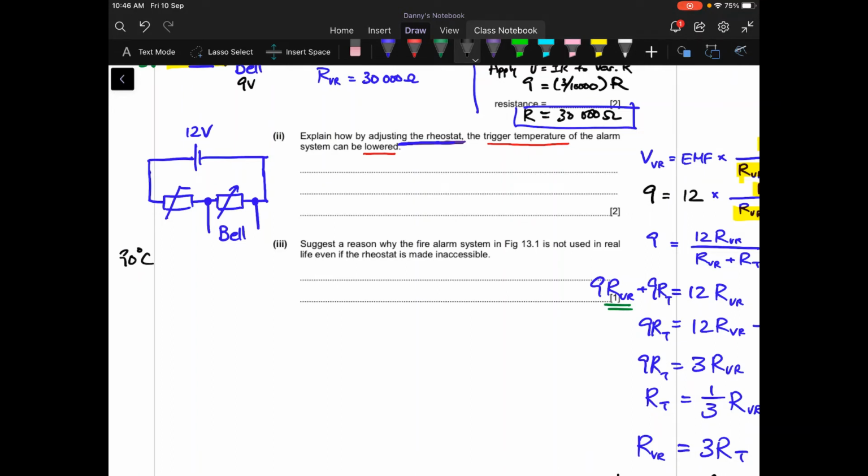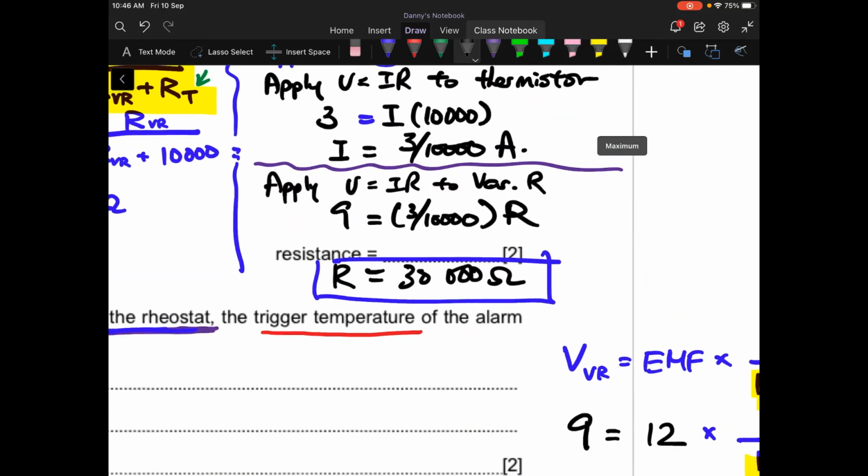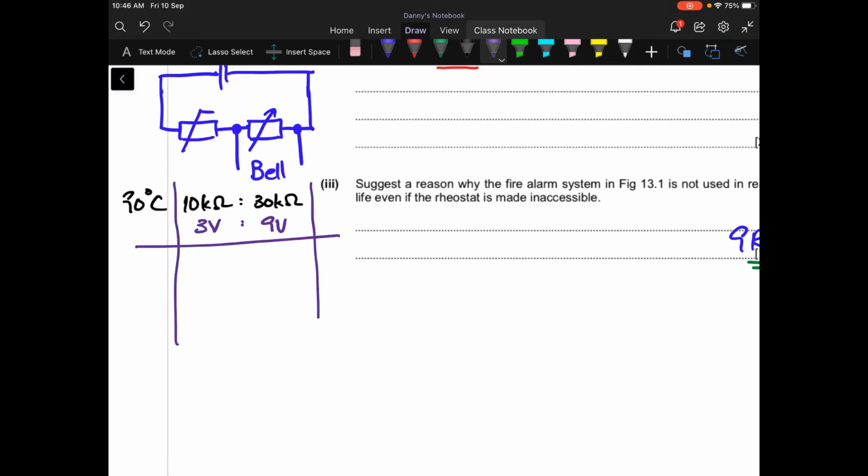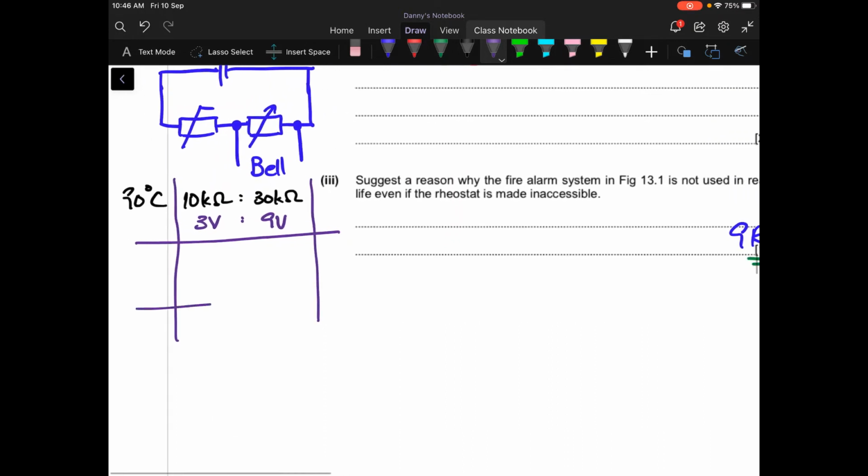So in part 1, we learned several things. We know that at 90 degrees C, your resistance of the thermistor is 10 kilo ohm. Okay, so let's use kilo ohm because if not, there will be too many zeros. And in order for the bell to sound, you calculated and you found that your resistance of the variable resistance has to be 30 kilo ohm. And by having such a ratio, you will be able to get 9 volt at the bell, and then you will get the remaining voltage at the thermistor. Right, that is fine. So you have organized your data and you get this.